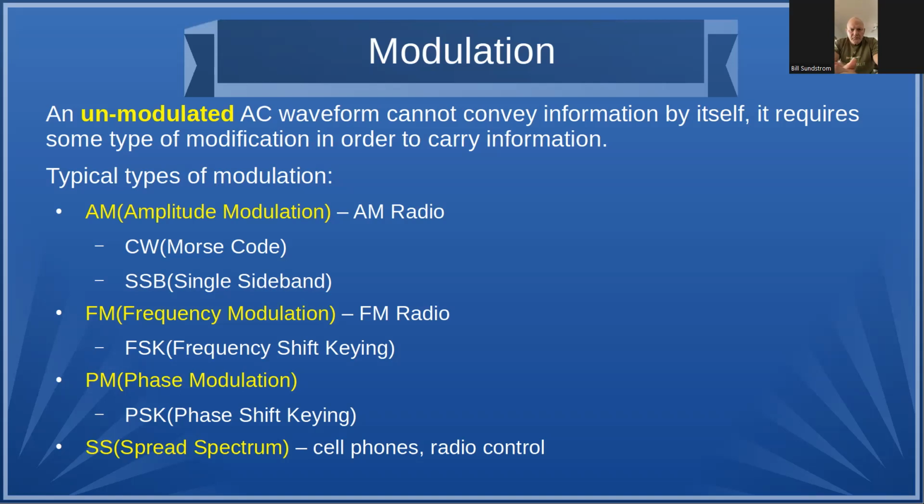For normal AM voice, you're going to modulate it with a voice signal we call baseband, and that will vary the amplitude relative to the amplitude and frequency of the baseband signal.